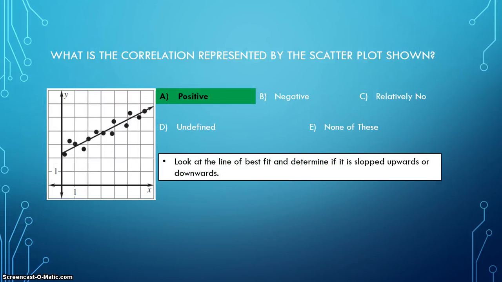Alright, the final question. What is the correlation presented by the scatter plot shown? It's either going to be A, positive, negative, relatively no, undefined, and none of the above. So all we're going to do is really look. And if we take a look at the line, it's going from the bottom left-hand corner to the top right-hand corner. And because of that, that's the definition of positive, so it's going to be a positive correlation.